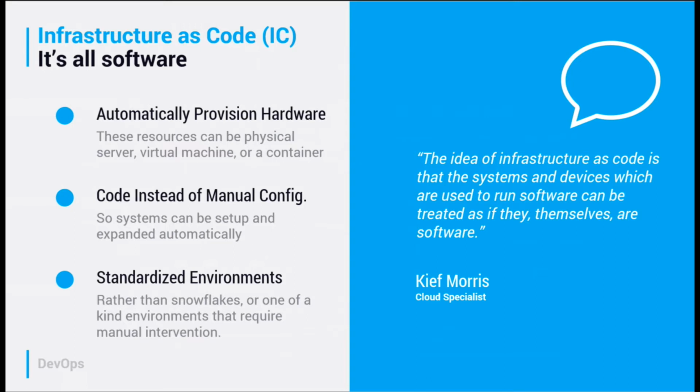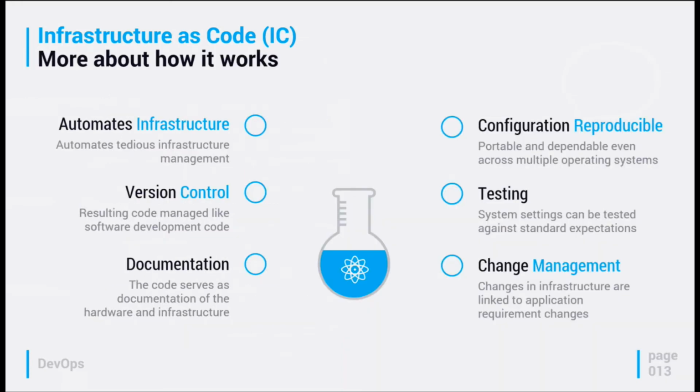Standardized environments generated from code are preferred over snowflake or one-of-a-kind environments that someone must manually set up at, say, 2 a.m. to bring a system back online. In this sense, infrastructure as code automates the tedious manual portion of infrastructure setup. The resulting code should be managed in a version control system, just like traditional software development code.